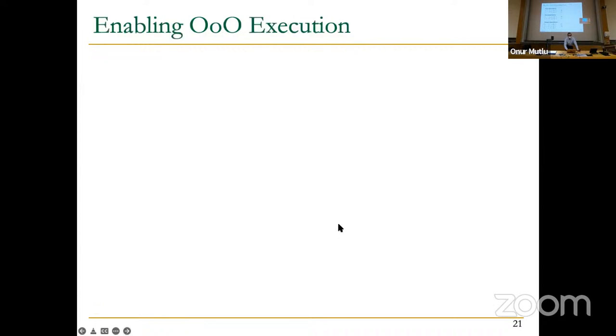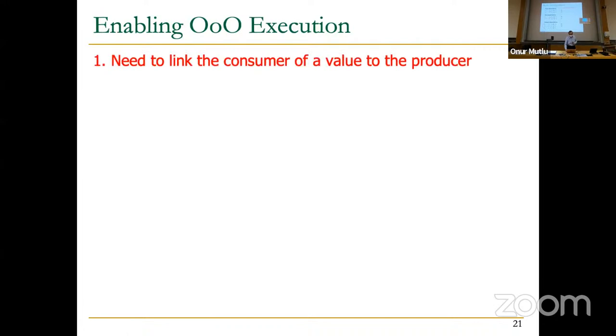Okay, so we're going to go into how to enable it. Let me give you the key ideas to enable this basically. First of all, you need to link the consumer of a value to the producer so that the dependent instructions can get the value that they need while they're waiting, right? Dependent instructions are going to wait, but the question is, where are they going to get the value? Whenever the producer instruction produces a value, they should be notified. And that's what's enabled by renaming basically.